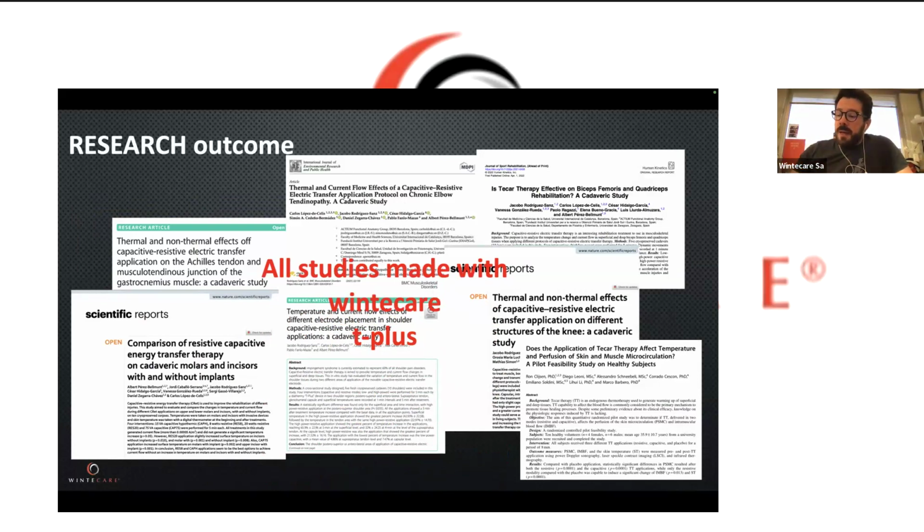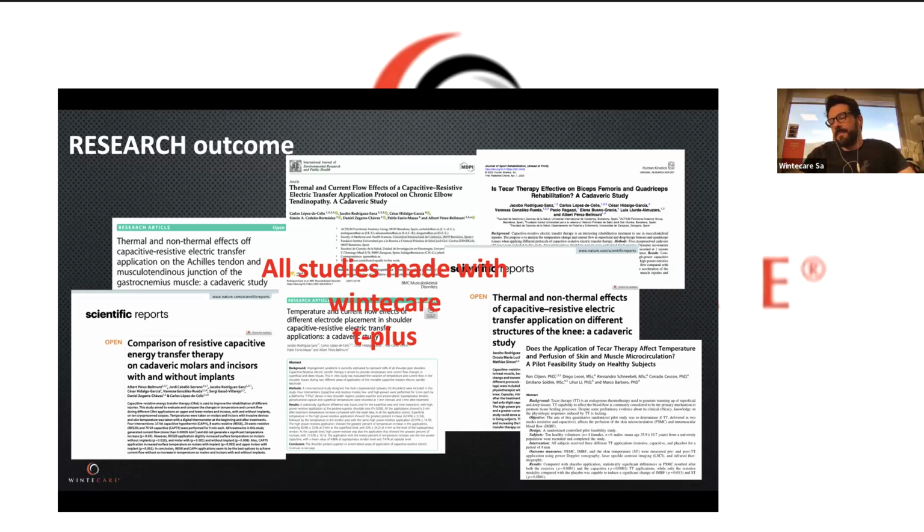That is the same journal where companies like Pfizer make their publications. Okay, so it's pretty an important journal. The purpose of these studies was to understand how deep we can be with the electromagnetic field. The findings are showing that we can reach any type of tissue.